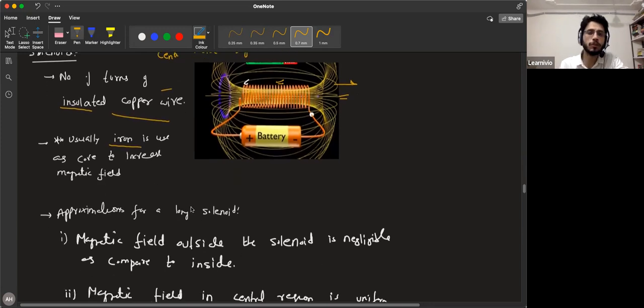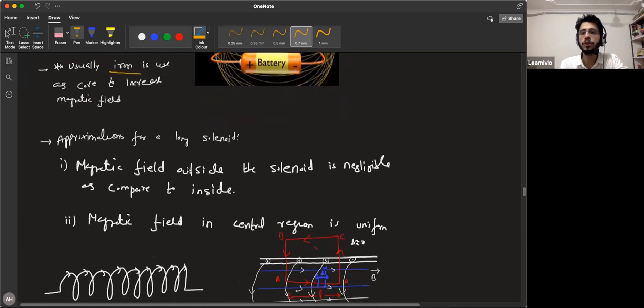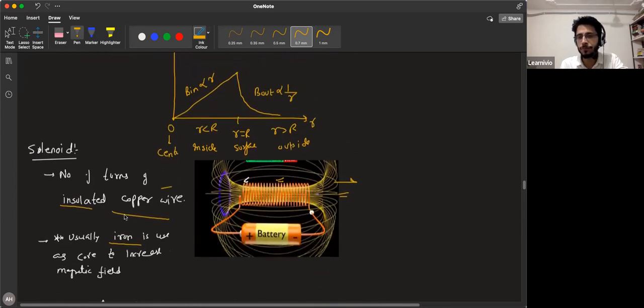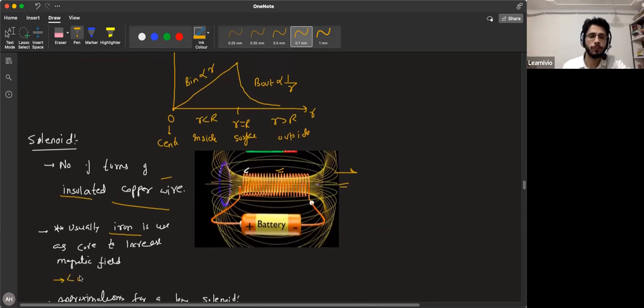Let's do some approximations for a long solenoid. Using Ampere's circuital law, we will derive the field for a long solenoid. Whatever calculations we will do, it will be for a long solenoid. So let's see what long solenoid means. Long solenoid means length is very, very much greater than the radius. So for a long solenoid, the length of the solenoid is very, very large as compared to the radius of the solenoid. That's a long solenoid.